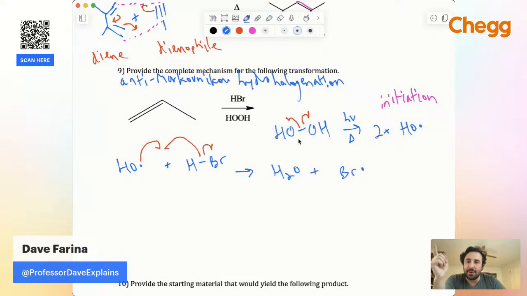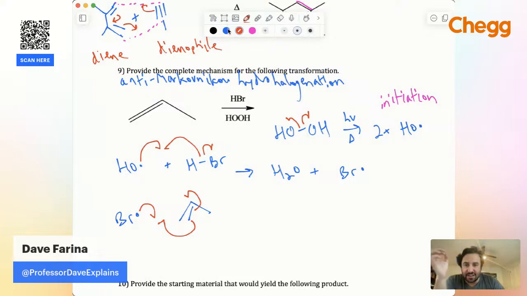Now, here's where the regiospecificity comes in. This bromine radical is going to interact with the substrate, and it is going to do so in such a way as to yield the more stable radical intermediate. So here is this, and one of those pi electrons, and then the other pi electron in the pi bond is going to stay with that secondary carbon.